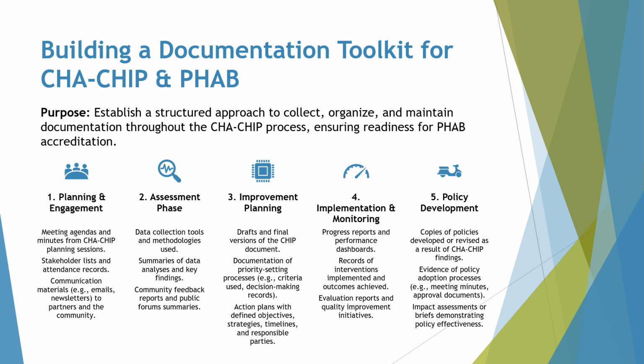So this slide has five things: planning and engagement, so keep track of all the work you do there. The assessment phase, try to maintain technical details about the kind of work you're doing. Improvement planning, again, keep written documentation about what your CHIP is. That should have action plans, objectives and strategies, timelines, responsible parties. Implementation and monitoring, so you should be able to look at progress reports, performance dashboards, what interventions were implemented, what you think the impact was, and QI work.